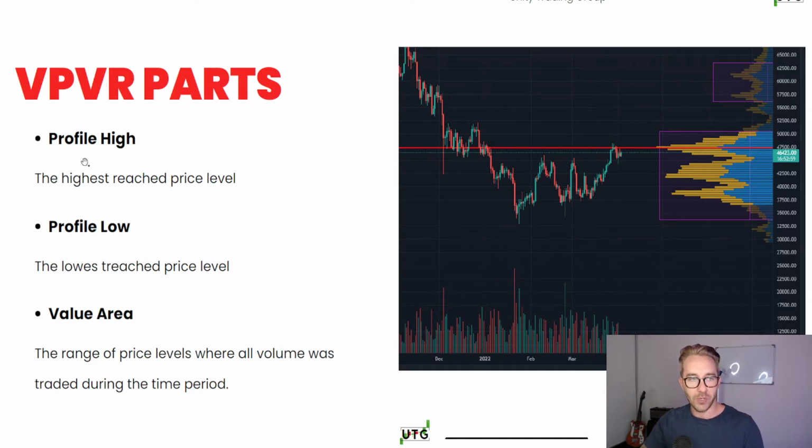Now, we're going to look at some other things as well. Our profile high, which is the highest reached price level within your visible range, is this area here, this 62 or 65 level, showing us that there are some significant points on this chart at around 62 and at around 57.5. We have our profile low, which is the lowest reached price level in this range, around 30k. We have the value area, which is the range of price levels where all volume was traded during the time period. Our value area typically covers around 70% of the trading volume within the trading area that you are looking at. So really, that's our value area, between 50k and 32.5.